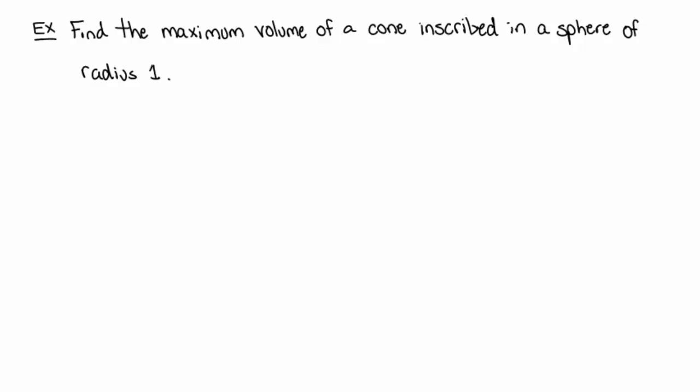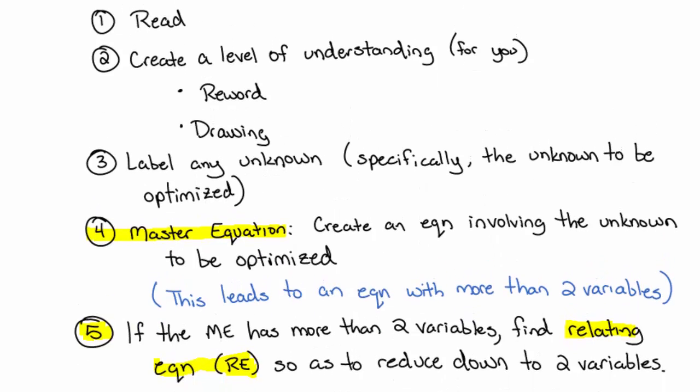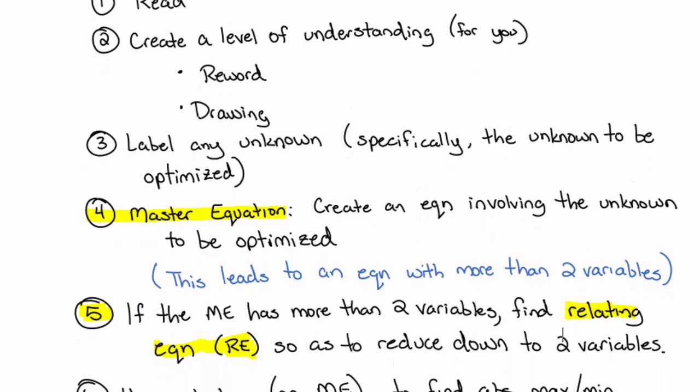So let's hop back very quickly. The steps here are just to read the problem, create a level of understanding that you can grasp. That might involve rewording it or drawing it. The problem we're given is not very wordy. Label any unknowns, specifically what we're going to optimize. We want to maximize the volume, and then create a master equation and so forth. So let's go ahead and go through these steps.